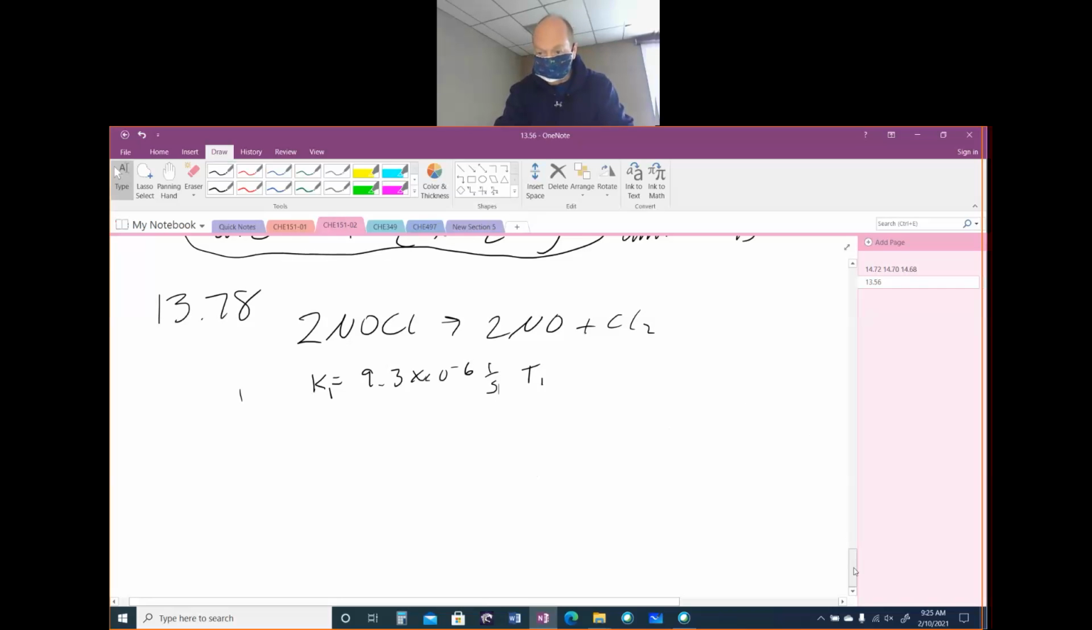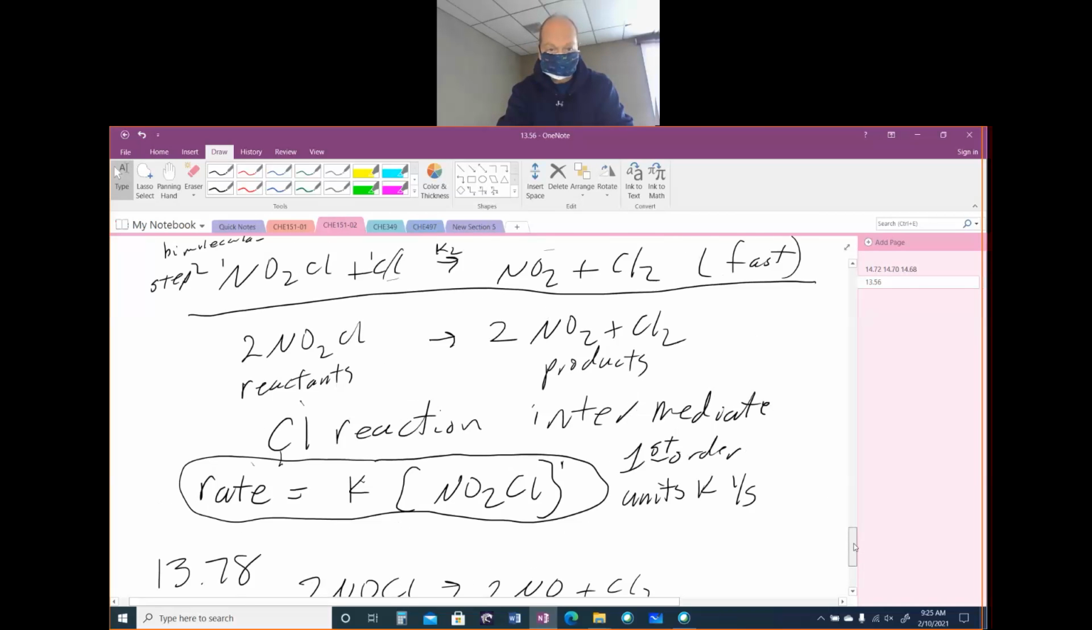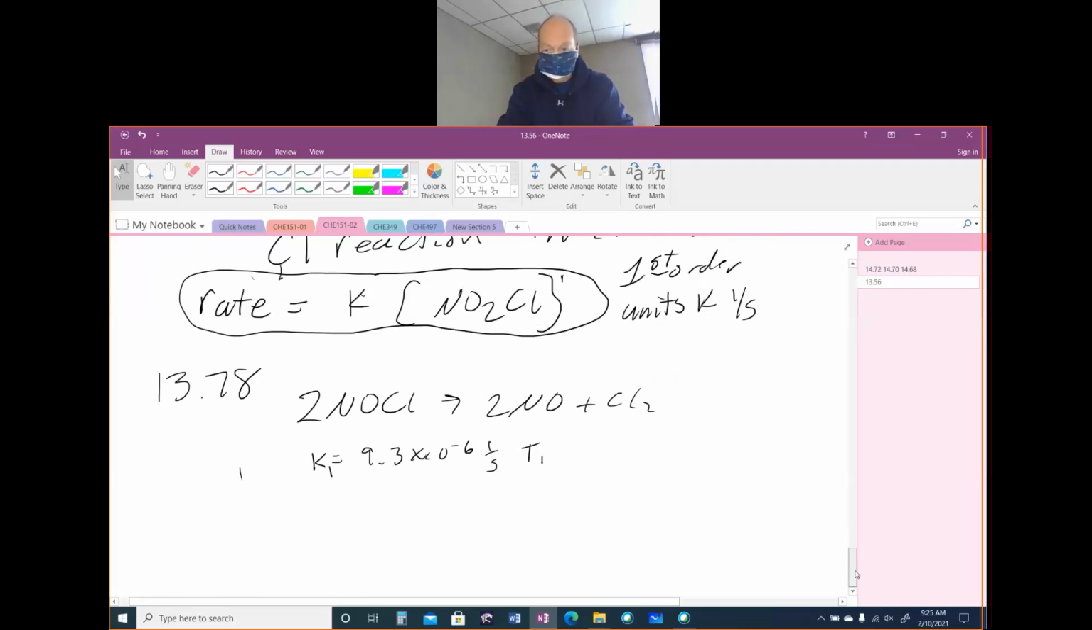So we just did this mechanism. Here's the overall reaction, 2NO2Cl goes to 2NO2. Oh, it's different. Okay, anyway, but similar. It could have been the same. But anyway, this one is also first order. The units for k tell us this is a first order reaction. Is that important for this problem? No, but it is a first order reaction.